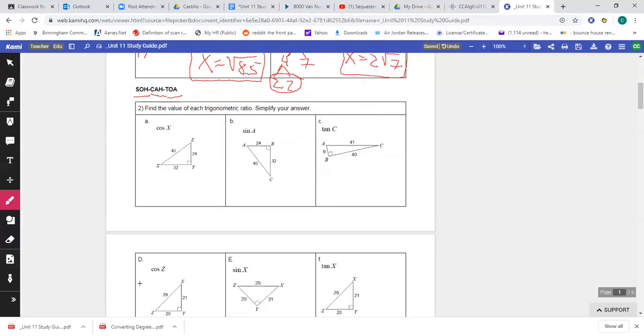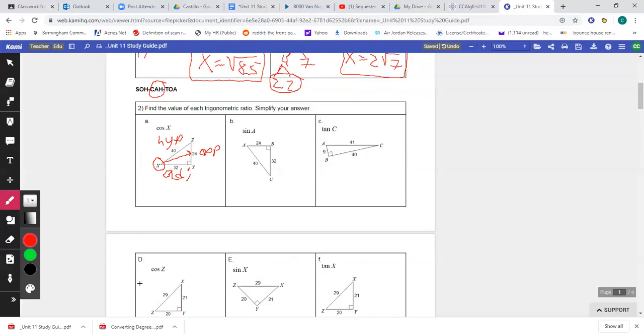Okay, so remember, if this is our angle of focus, the first thing that you should do is label your triangle. This is the hypotenuse because it's across the 90-degree angle. And then if x is your angle of focus, the side across from it is the opposite, and the side next to it is the adjacent. And since we're doing cosine, look back up at Sohcahtoa. Cosine is adjacent over hypotenuse.